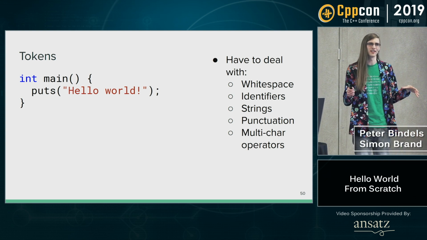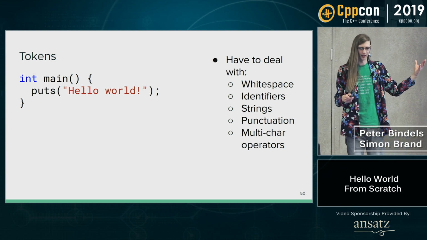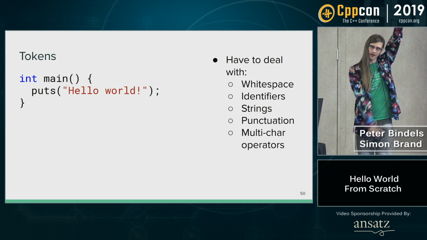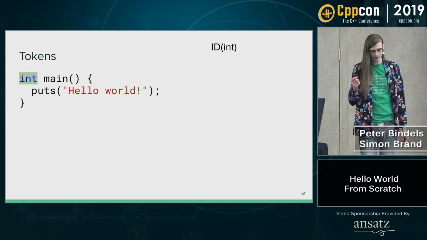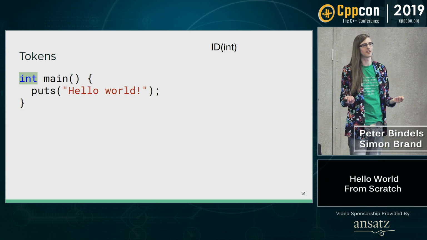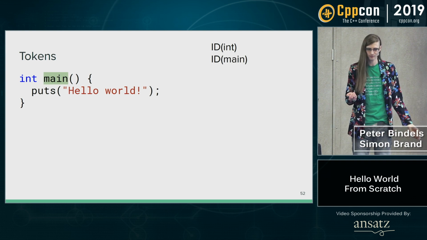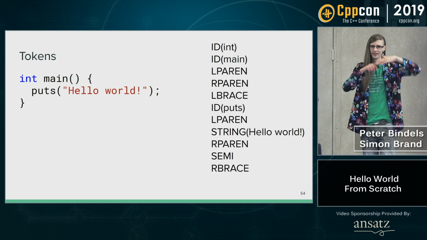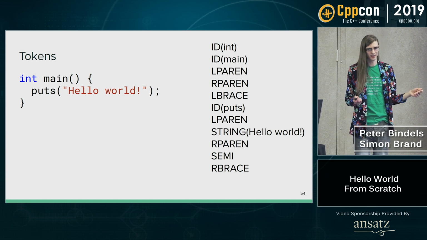These are all things which make it difficult for computers to process this program. So what we first do is take our text and translate it into a linear series of tokens, which is a lot easier to process. As an example, we have our int, and that's an identifier. We then recognize we have main, and that's also an identifier. Then we have a left parenthesis, and so on and so forth until we get a linear sequence of tokens which describes this text.